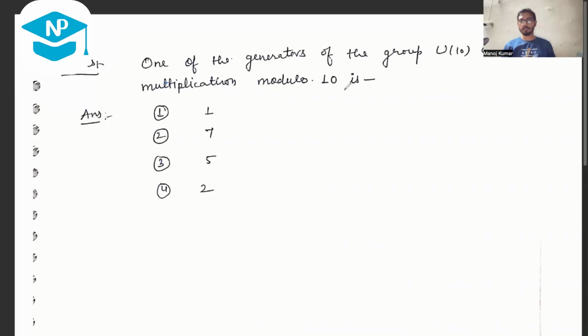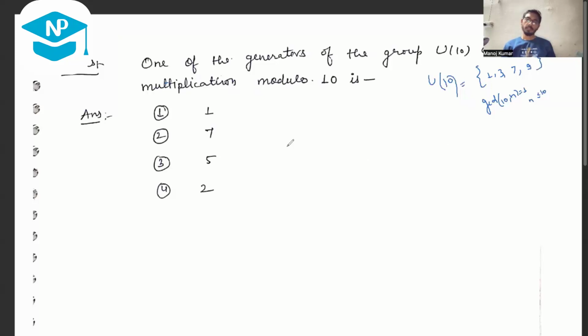So first of all, we see what is UN. U10, sorry. U10 is a collection of all elements which is co-prime to 10. So that is those elements such that GCD of 10, n is equal to 1 and n is less than or equal to 10. So GCD of 10, 1 is 1, 10, 2 is 2, 10, 3 is 1, 10, 4 is 2, 10, 5 is 5, and 10, 6 is 2, 10, 7 is 1, and 10, 8 is also not 1, and 10, 9 is also 1, and 10, 10 is 10.